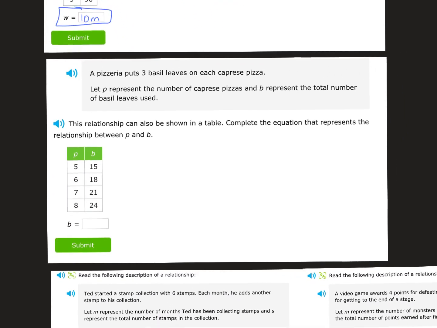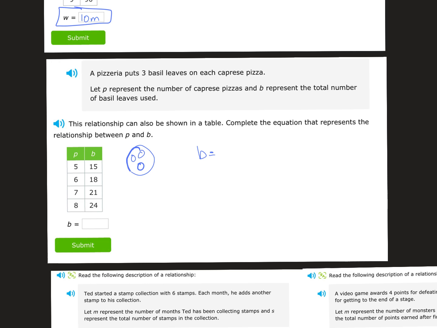Very similar one, where a pizzeria puts 3 basil leaves on each caprese pizza. So we have our chart, and what I like to do sometimes is to draw kind of like a pizza. So for however many basil leaves, there's 3. Don't make fun of my drawings. But anyways, B is equal to, and then there's 3 on every pizza.